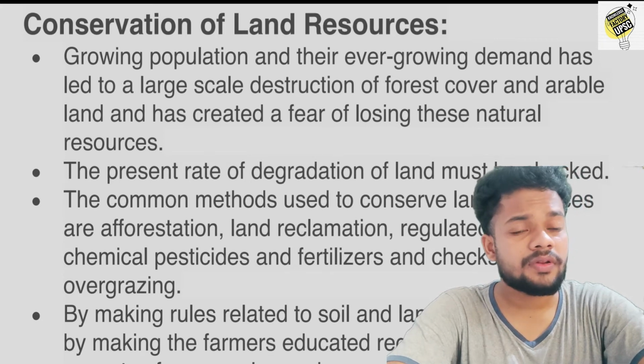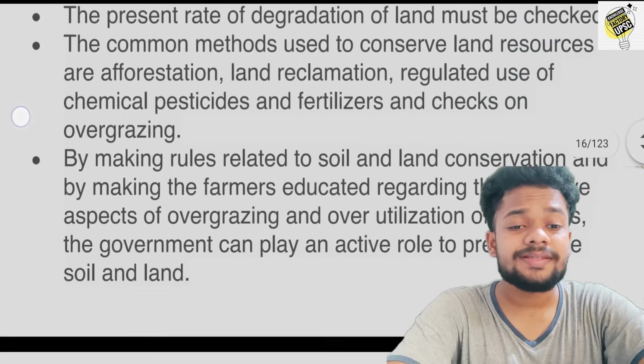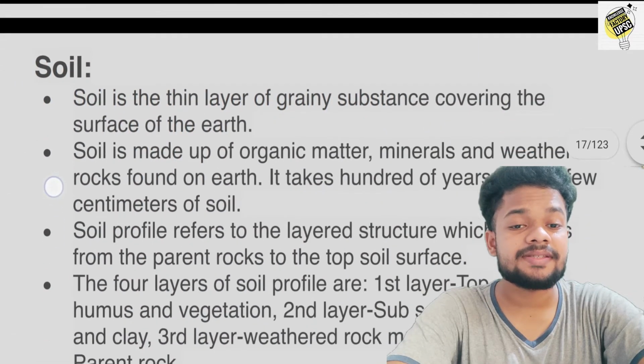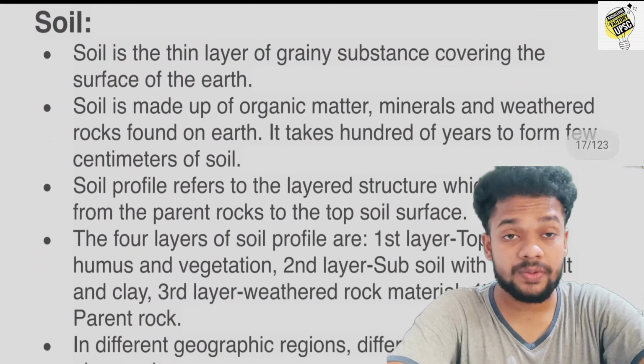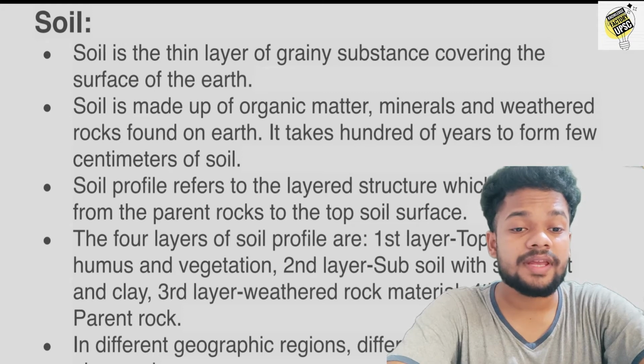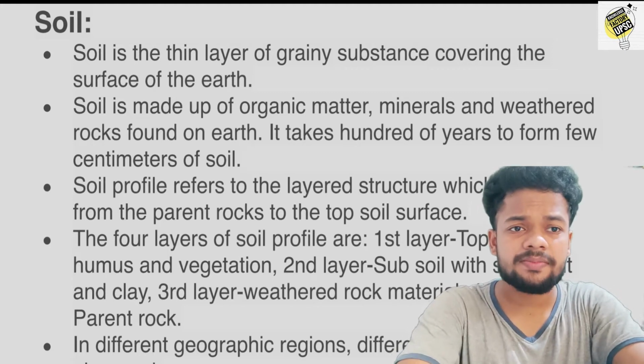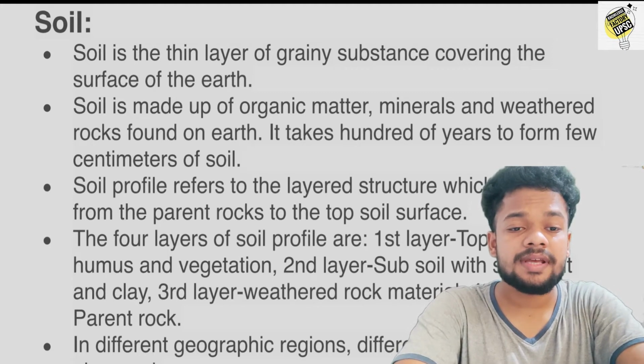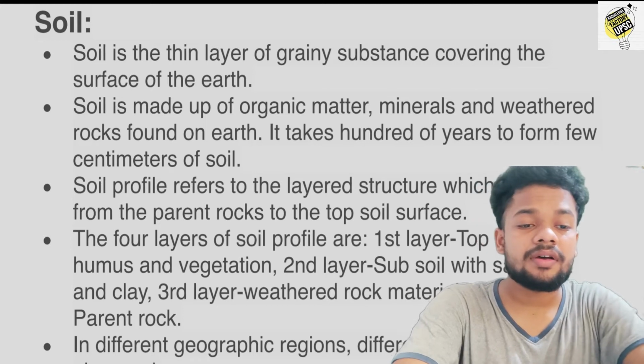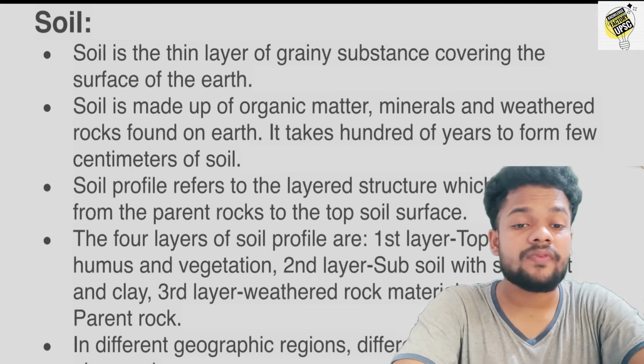Then we can look into the factor of soil. The soil is a thin layer of grainy substance covering the surface of the earth. So what is soil? Soil is a thin layer of grainy substance that covers the surface of the earth. Then the soil is made up of organic matter, minerals and the weathering of the rock found on the earth.